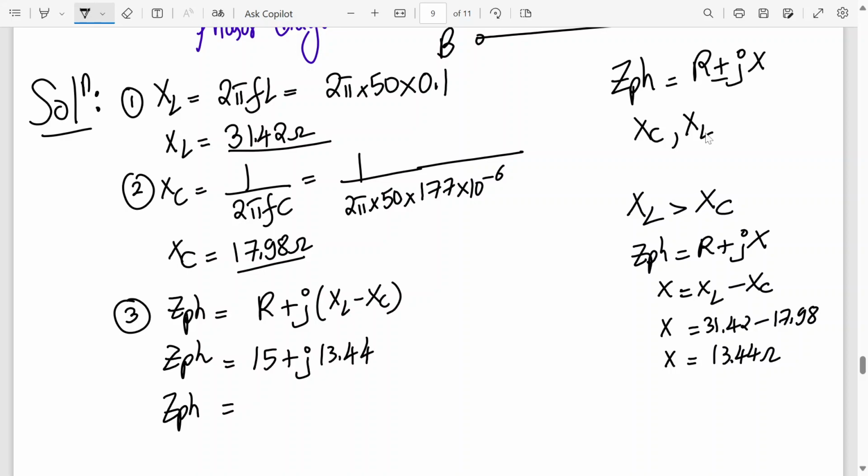Can you tell? How much is Z phase? How will you do it normally? Because what I want is I phase, which is V phase upon Z phase. So that's why I'm converting into polar.